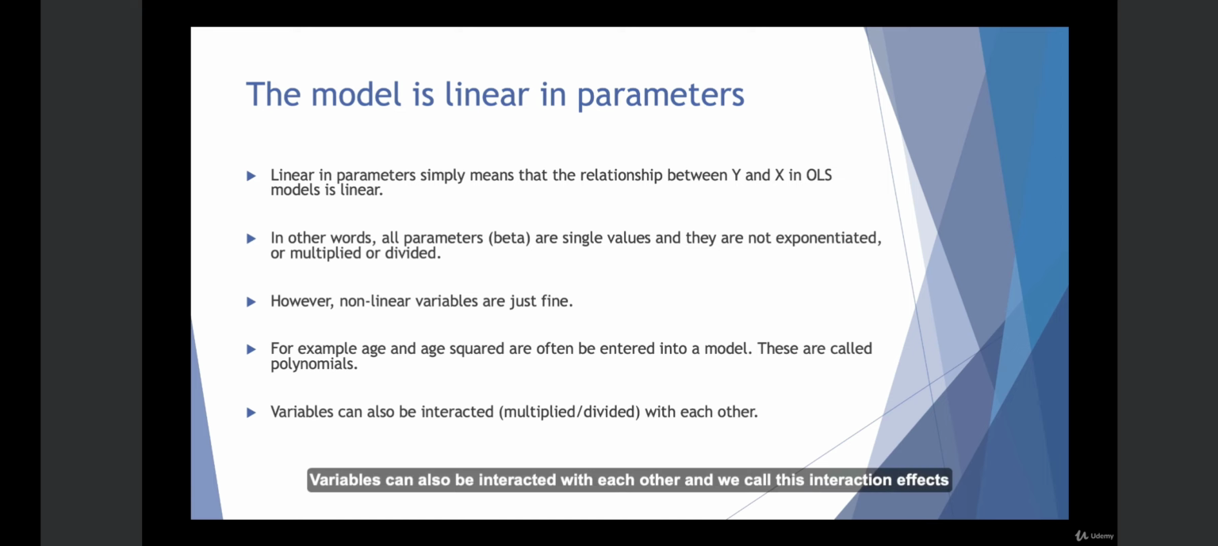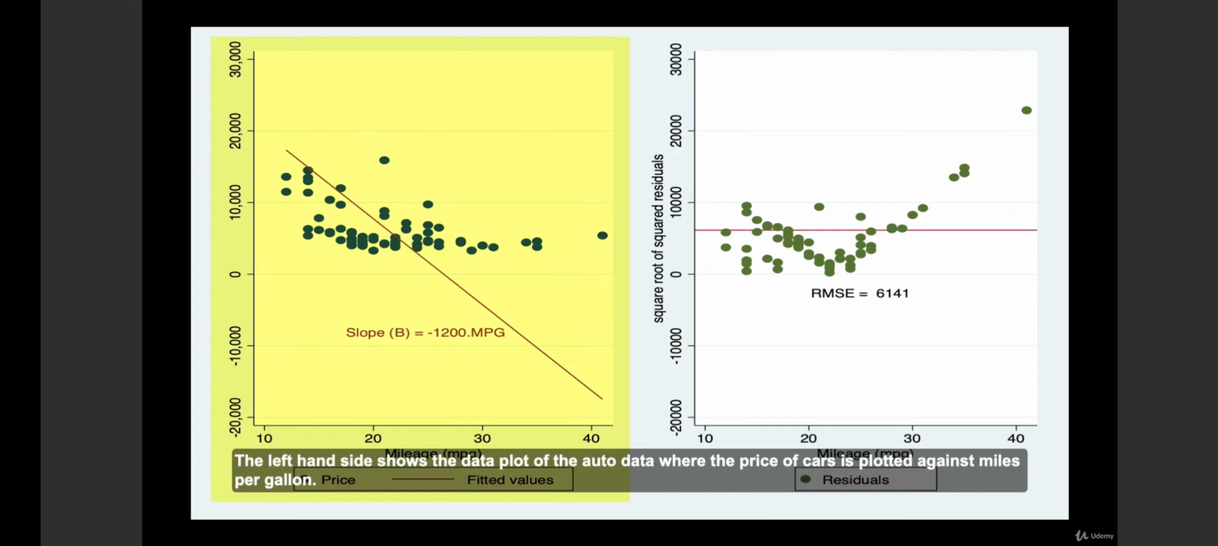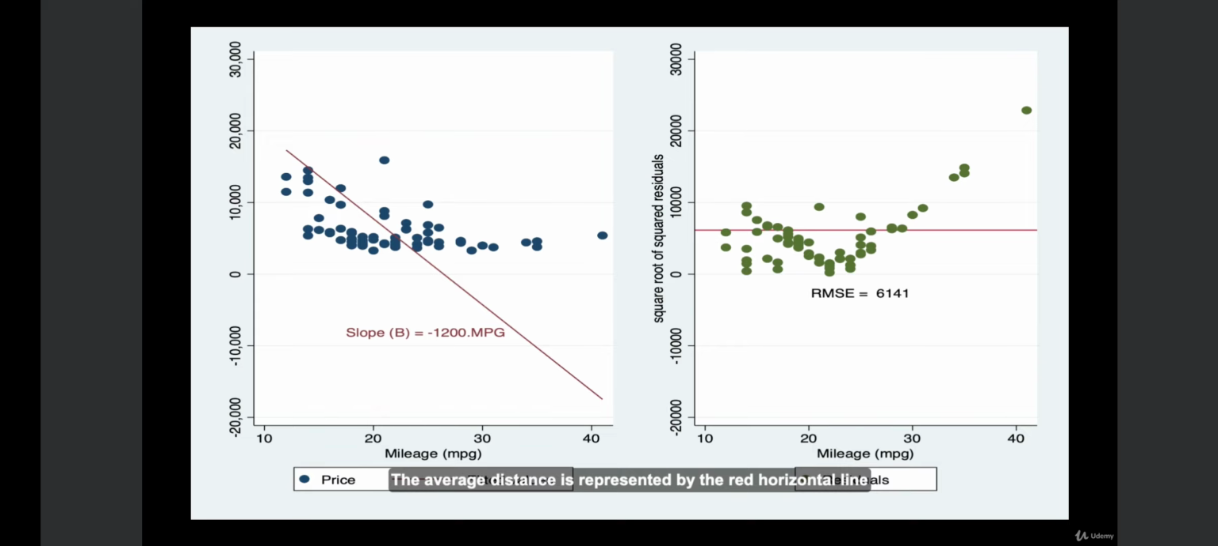Variables can also be interacted with each other, and we call this interaction effects. This means that lines of best fit can take on very complicated functional forms. Let's go ahead and look at an example. In this example, there are two graphs. The left-hand side shows a data plot of the auto data, where the price of cars is plotted against miles per gallon. The right-hand graph shows the residuals, or how far the individual data points are from the line of best fit. The average distance is represented by the red horizontal line.